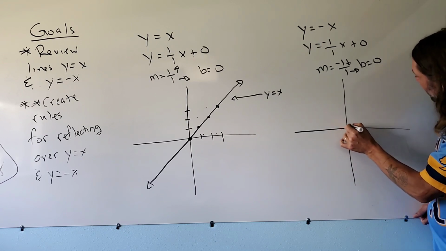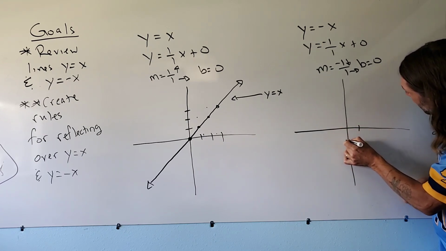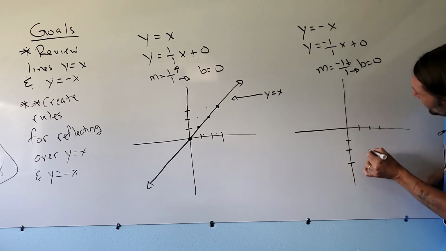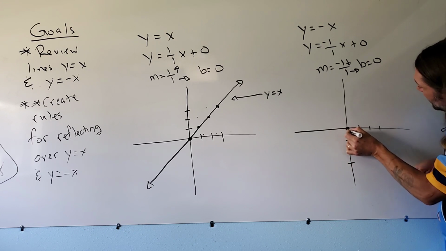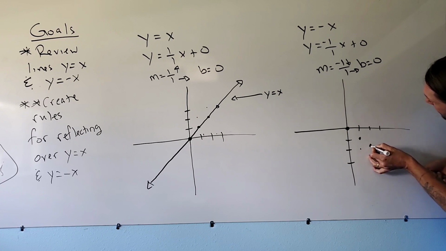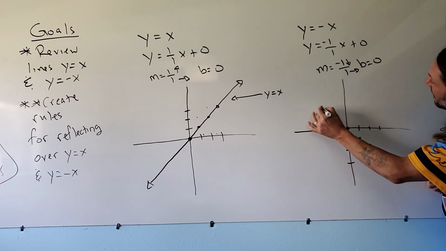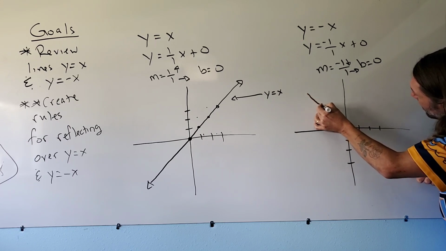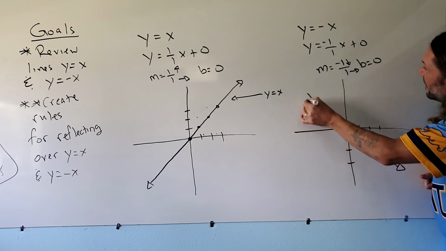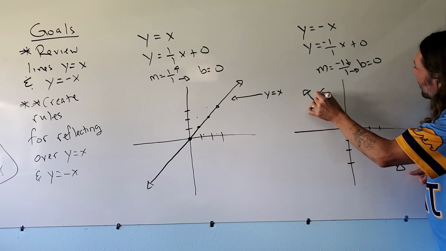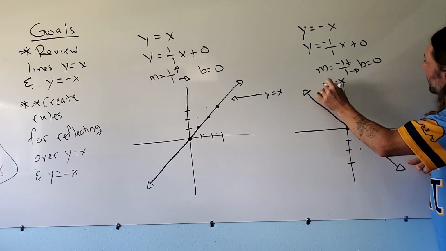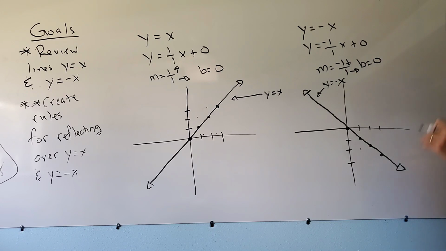Oh, yes, this way. So I begin at 0, rise down, run 1. Rise down, run 1. Rise down, run 1. So this is the line y equals negative x. That's that line. Okay. So I reviewed graphing these lines.